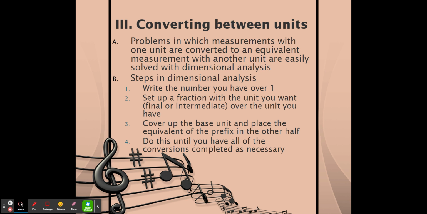Then you can cover up the base unit and place the equivalent of the prefix on the other half, so that's where the foot and 12 inches comes into play, or milli is 1,000, things like that. And you do that until all the conversions are completed as necessary. So basically, if it's a one-step problem, you've got a base unit. Either you're starting with a base unit or you're finishing with a base unit, or you're going to have a couple of steps where you have prefixes on both your starting amount and your finishing amount.